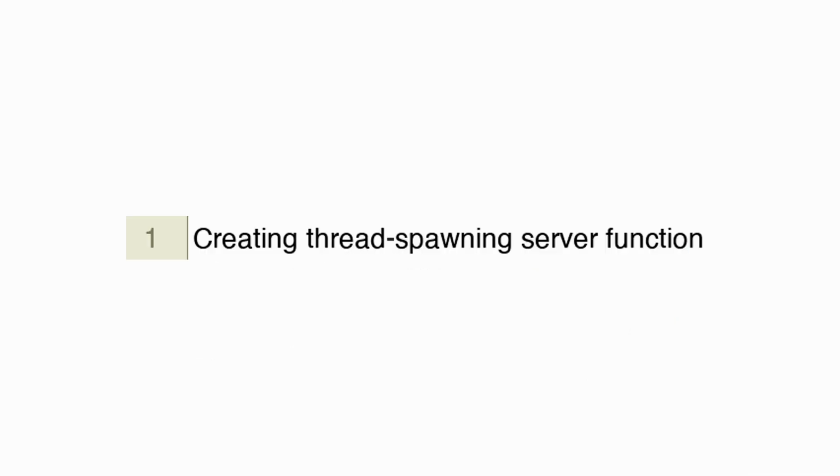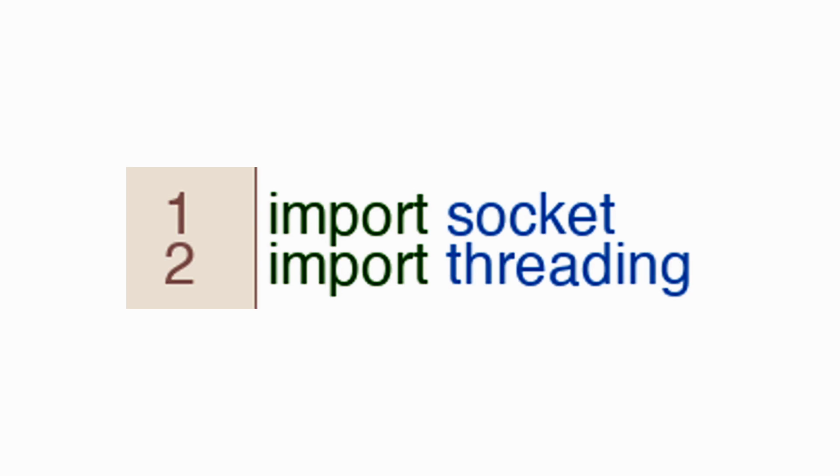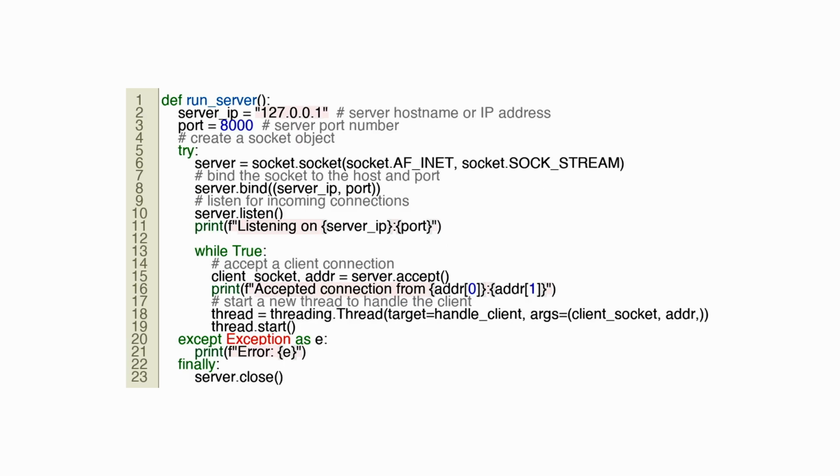Developing a server function that creates new threads. To utilize both sockets and threads, ensure you import the socket and threading modules in your Python file. The run server function can be defined as follows. First, a server socket is created, bound, and set to listen for incoming connections, similar to the example provided. This function then enters an infinite while loop, constantly accepting new connections.